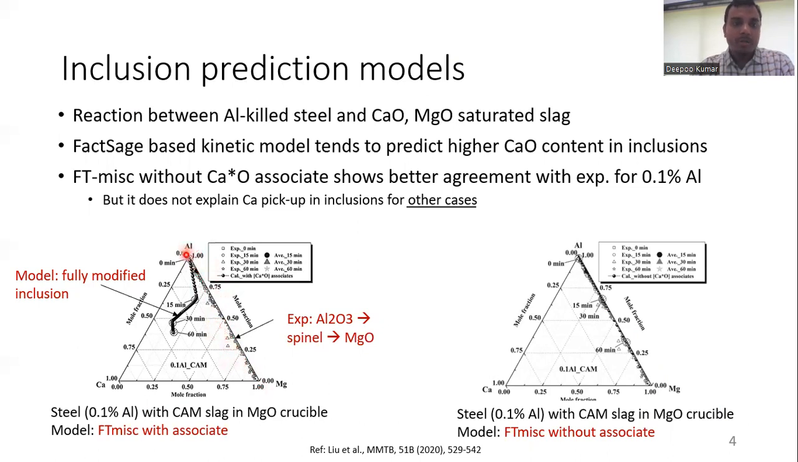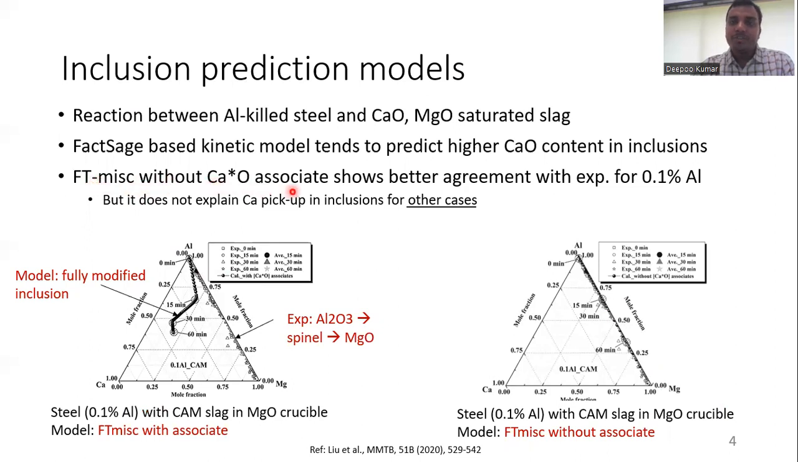However, if you look at the model results, you can see that there is significant calcium pickup. So there is certainly a deviation between the predictions and the measurement here. One way around to resolve this issue, as suggested by Liu et al., is to ignore the calcium-oxygen associate.